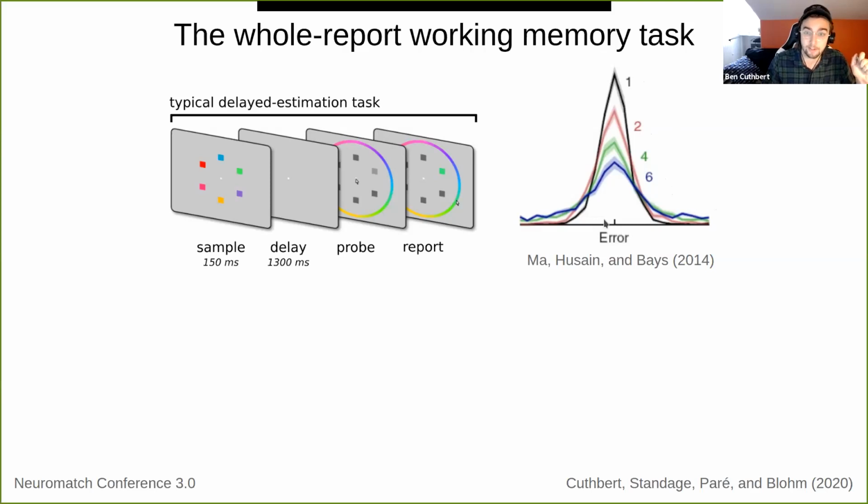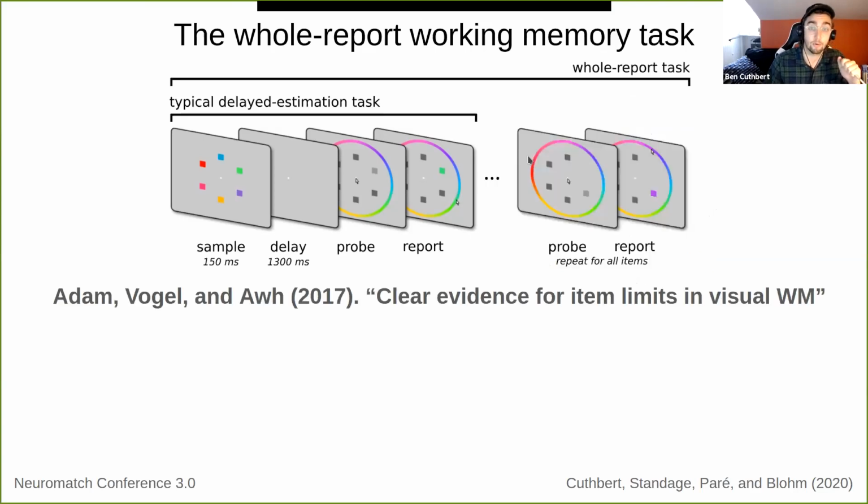And these distributions are really nice because they're very amenable to statistical analyses. And a lot of people spend a lot of time analyzing these aggregate error distributions with the assumption that the shape and precision of a distribution like this tells you something about the representation that someone had stored. In comparison, there is the whole report task, which was introduced by Kirsten Adam and colleagues in 2017.